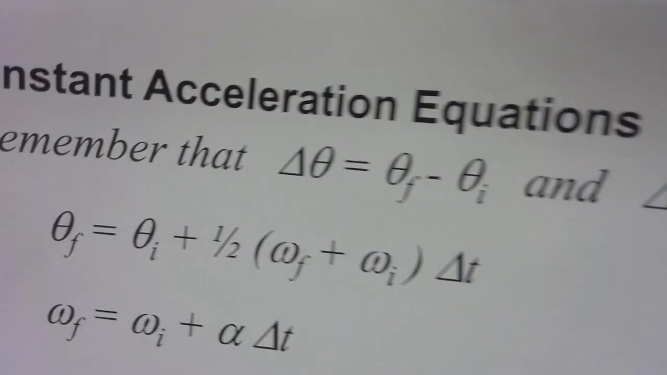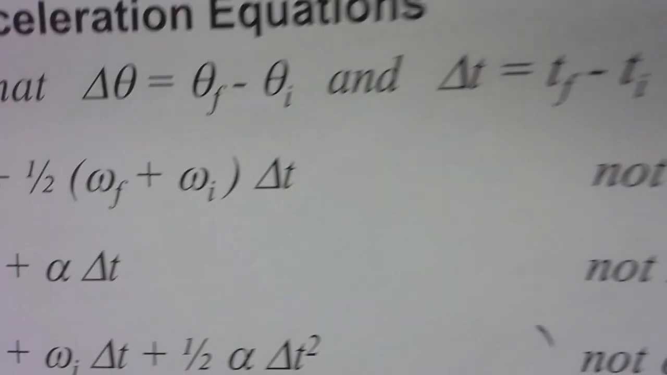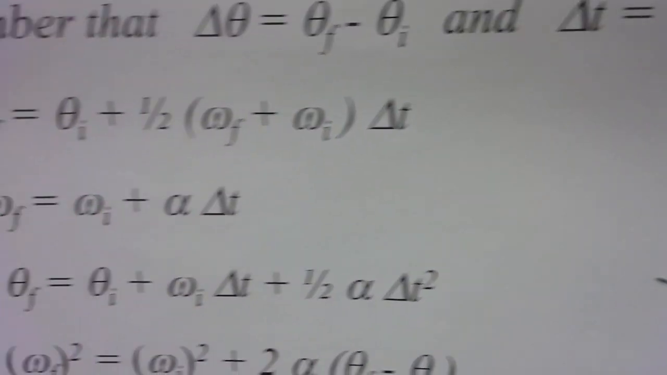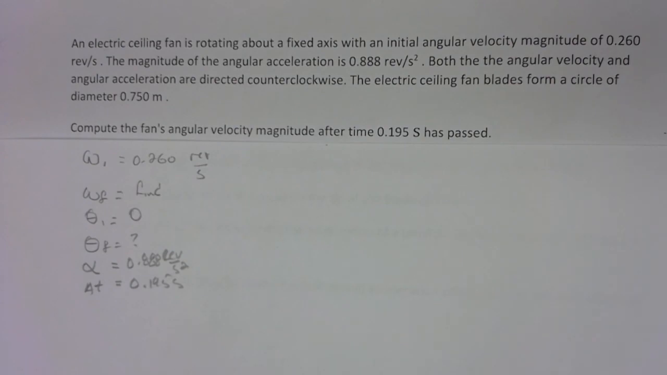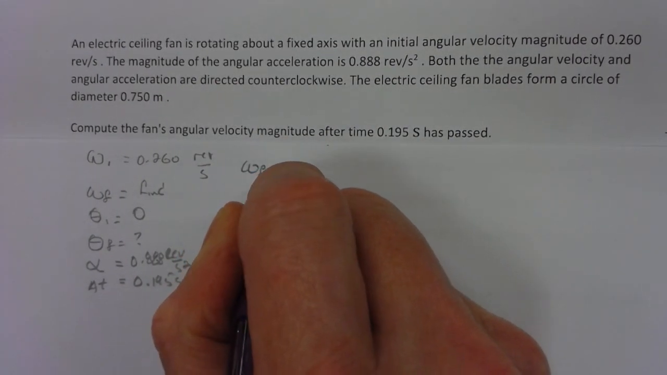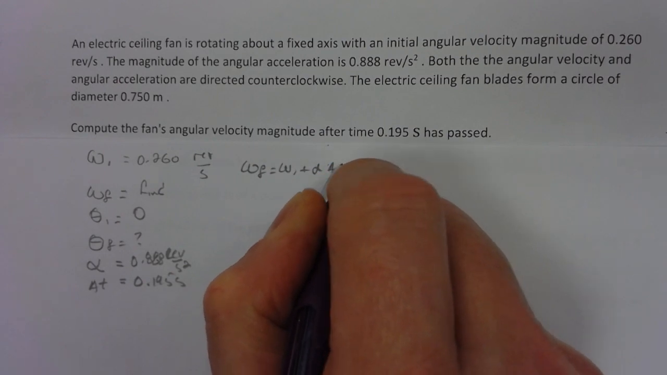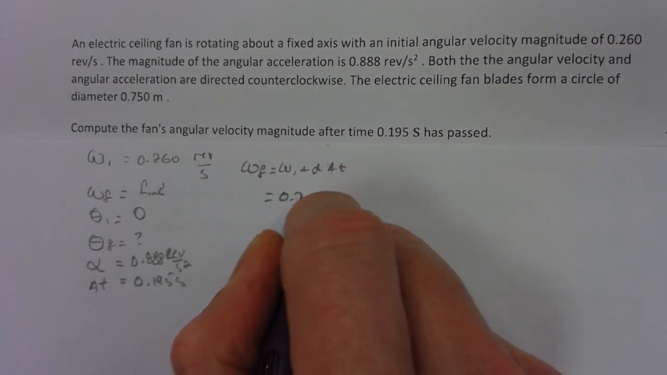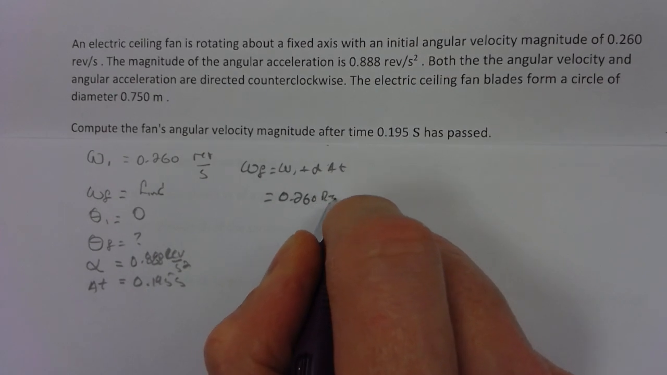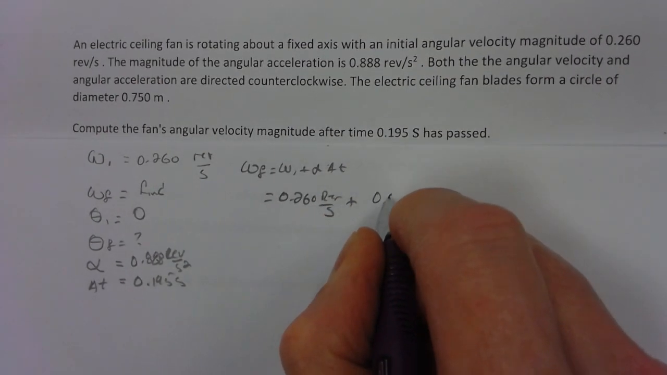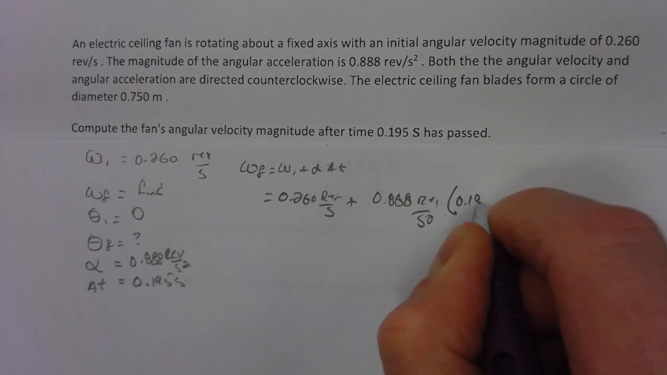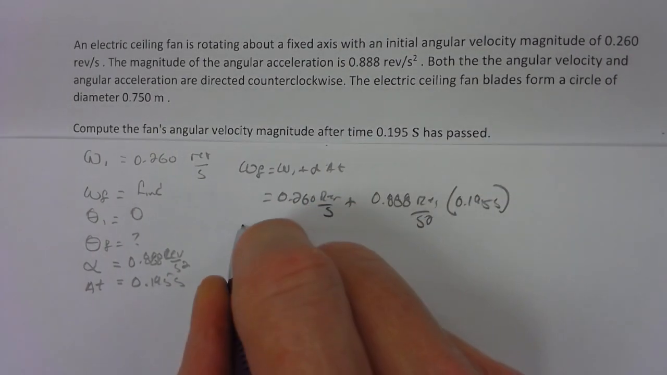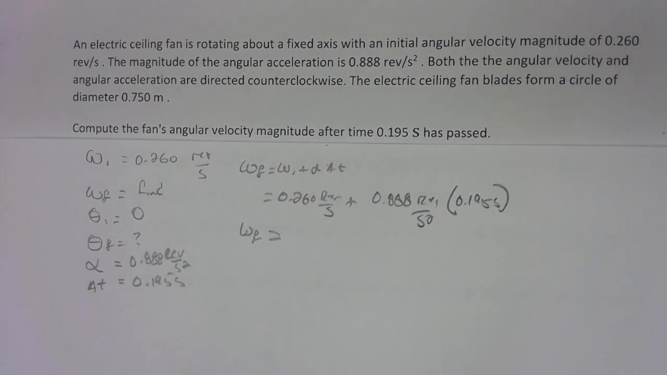So you pull out the constant acceleration equations for rotational motion. No theta is right there. That's a pretty simple equation: omega final is omega initial plus alpha delta t. So we started out at 0.260 revs per second. We're going to accelerate at 0.888 revs per second squared, and we're doing that for 1.95 seconds. Plug and chug that out, and what do we get?